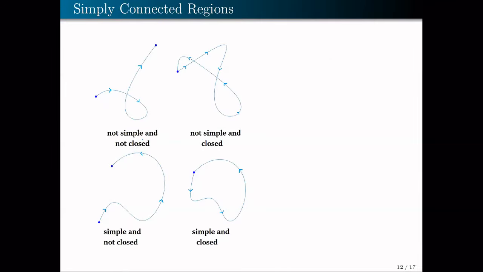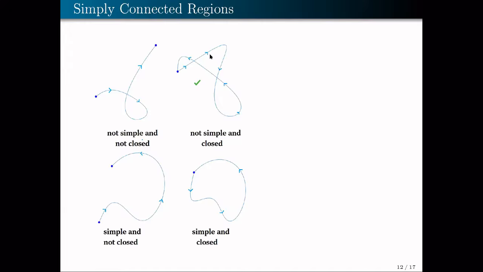Let's now take a look at the following parametric curves that are described using the terms that we learned in the previous slide. This curve is not simple and not closed. Not simple because it intersects itself once at this point, and not closed because its initial point does not coincide with its terminal point. Now let's consider the next parametric curve. This parametric curve is not simple and closed. Not simple because it intersects itself, and closed because its initial point and terminal point coincide.